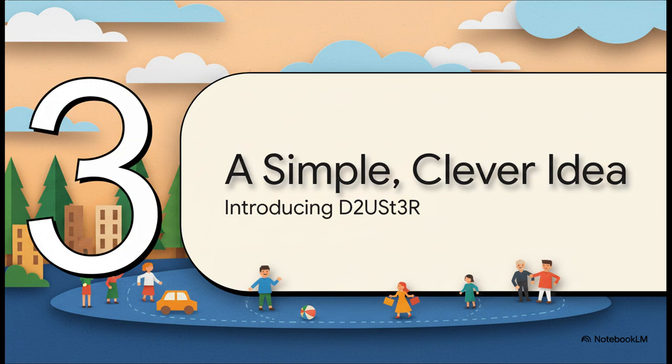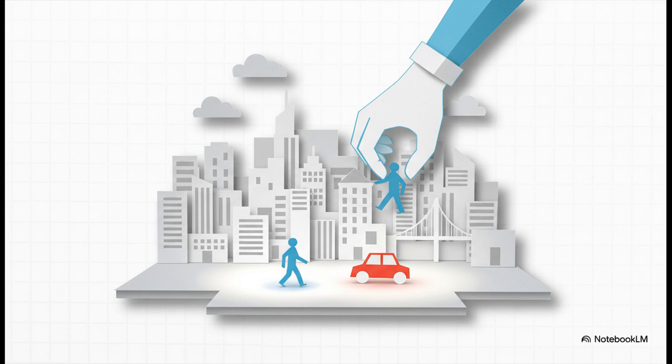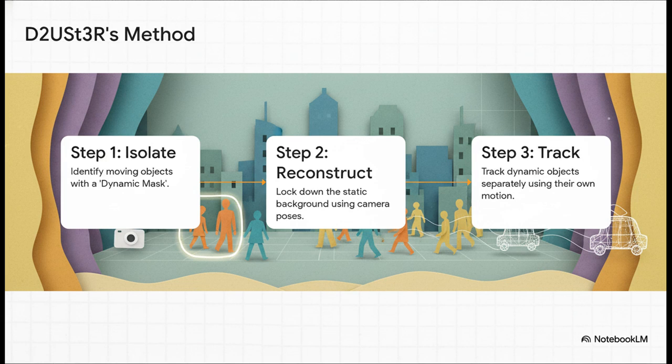Well, a team of researchers from KIST AI, Sony AI, and ETH Zurich came up with a brilliantly simple idea in their paper, Dynamic, Dense, Unconstrained Stereo 3D Reconstruction, or as they call it, DUSt3R. Their big insight, their aha moment, was to just stop treating the world like one solid block. Instead, they decided to treat it like a stage play. Right? You've got the background scenery, the stage, that doesn't move. And then you have the actors who are all moving around independently. What if you could just teach the AI to see the world that way? And that is exactly what they did.